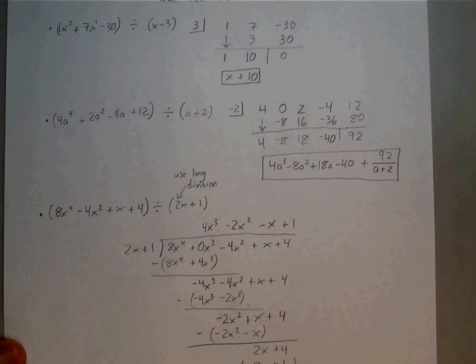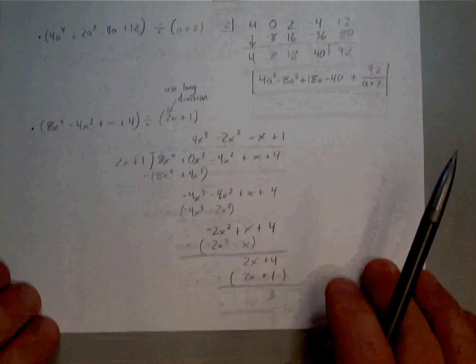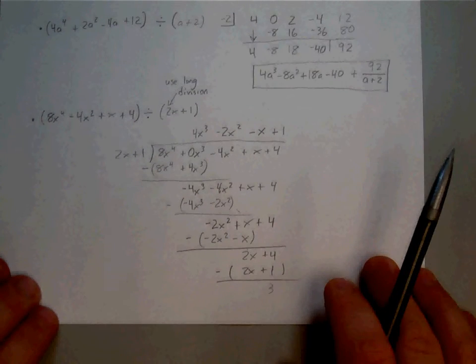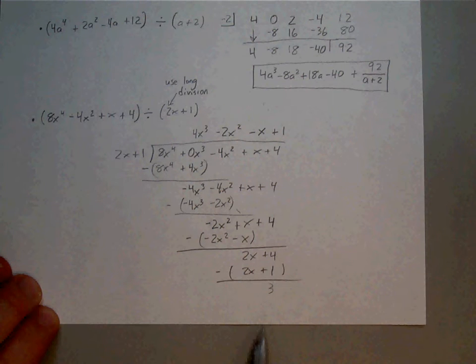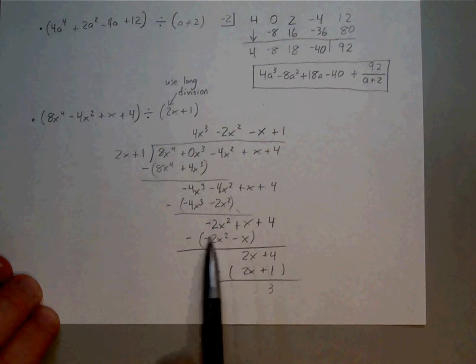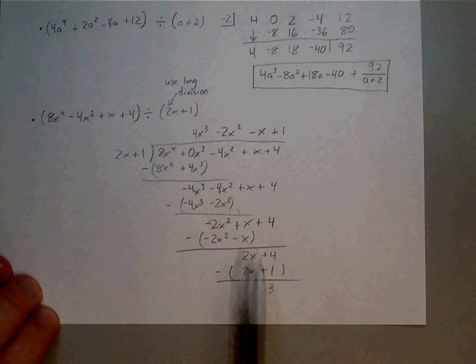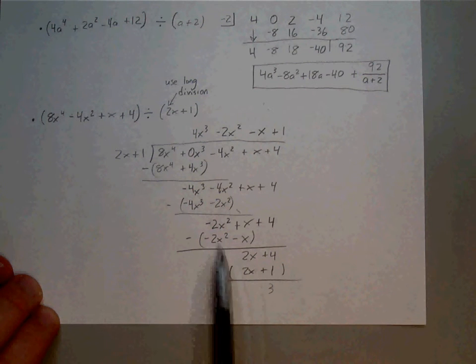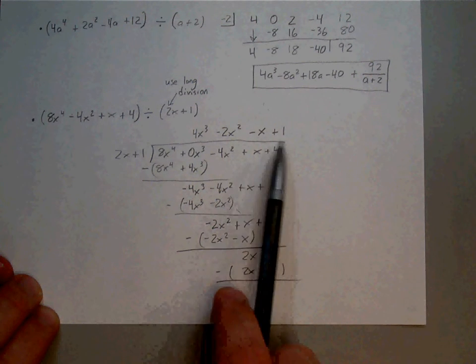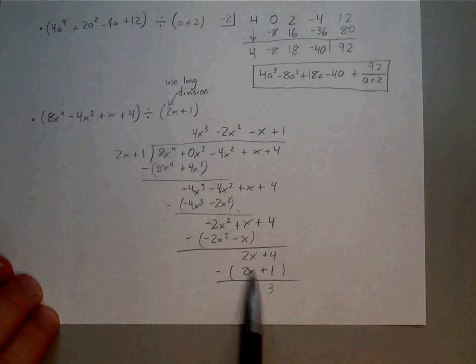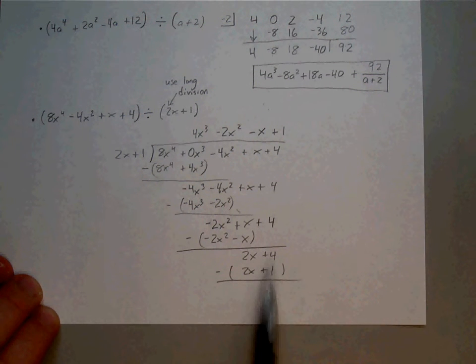Now at this point, 3. Oh, sorry, I didn't catch that. Got a little bit off the screen there. So, not sure where I lost you guys at. So we had a 2x plus 4. I multiplied by 1. 1 times 2x plus 1 is 2x plus 1. Subtracted that. 4 minus 1 is 3.